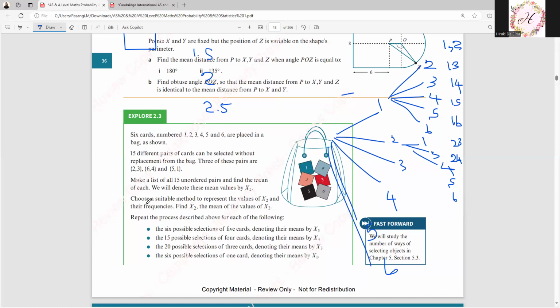Then they are saying, choose a suitable method to represent the values of x2 and their frequencies. Find the x2. Okay. Can you do up until here? I mean, draw this tree diagram and find out what the 15 different pairs are. There should not be any duplicated ones. 15 different unordered pairs. Can you list them down? First do that part, from here to here.